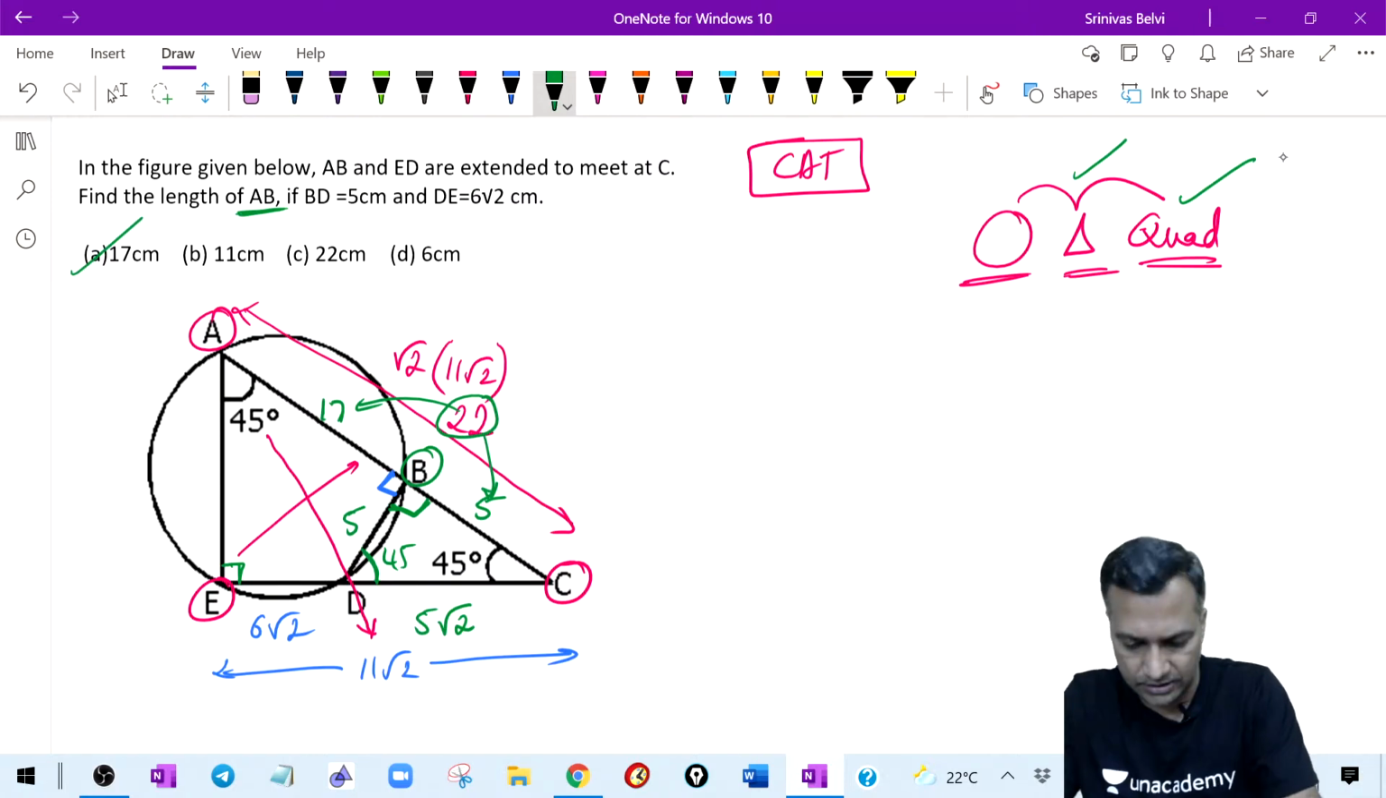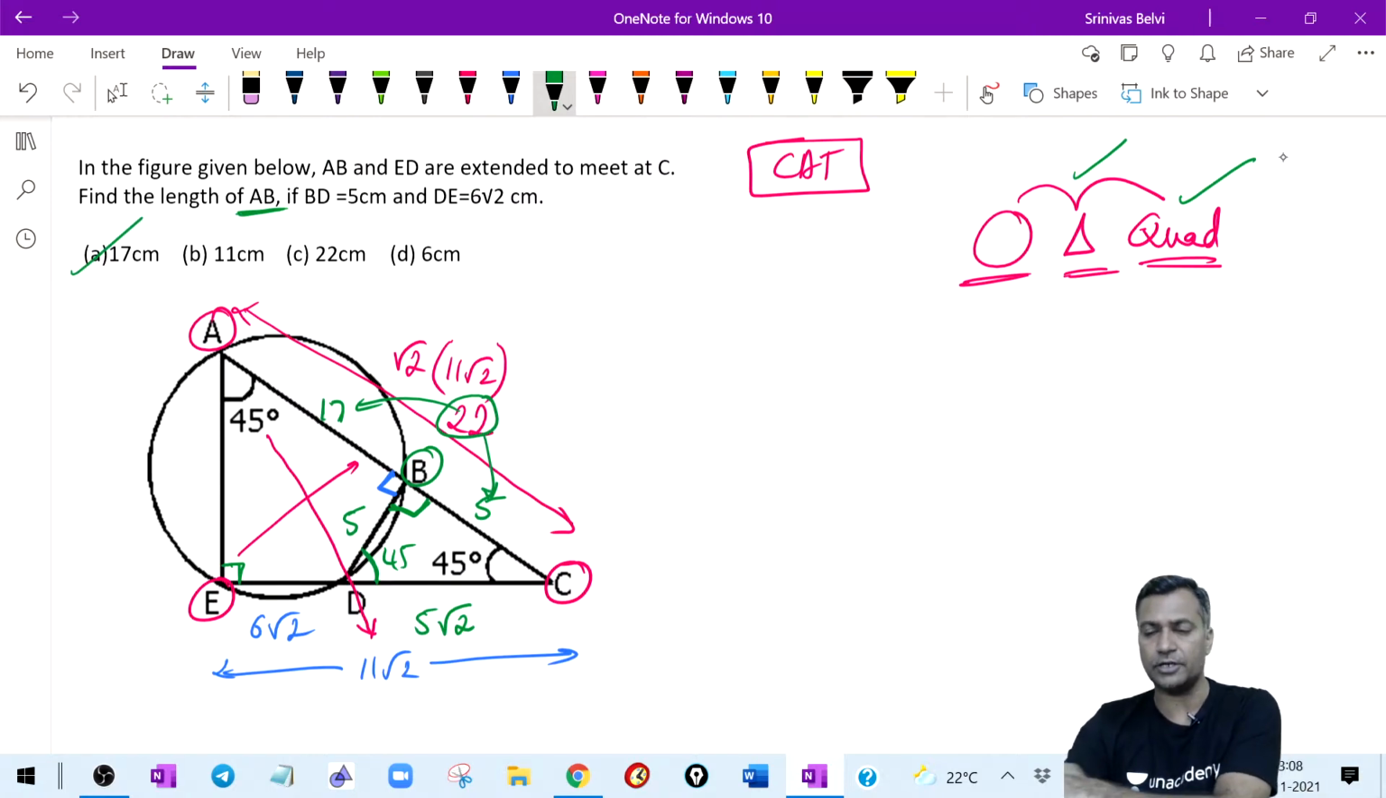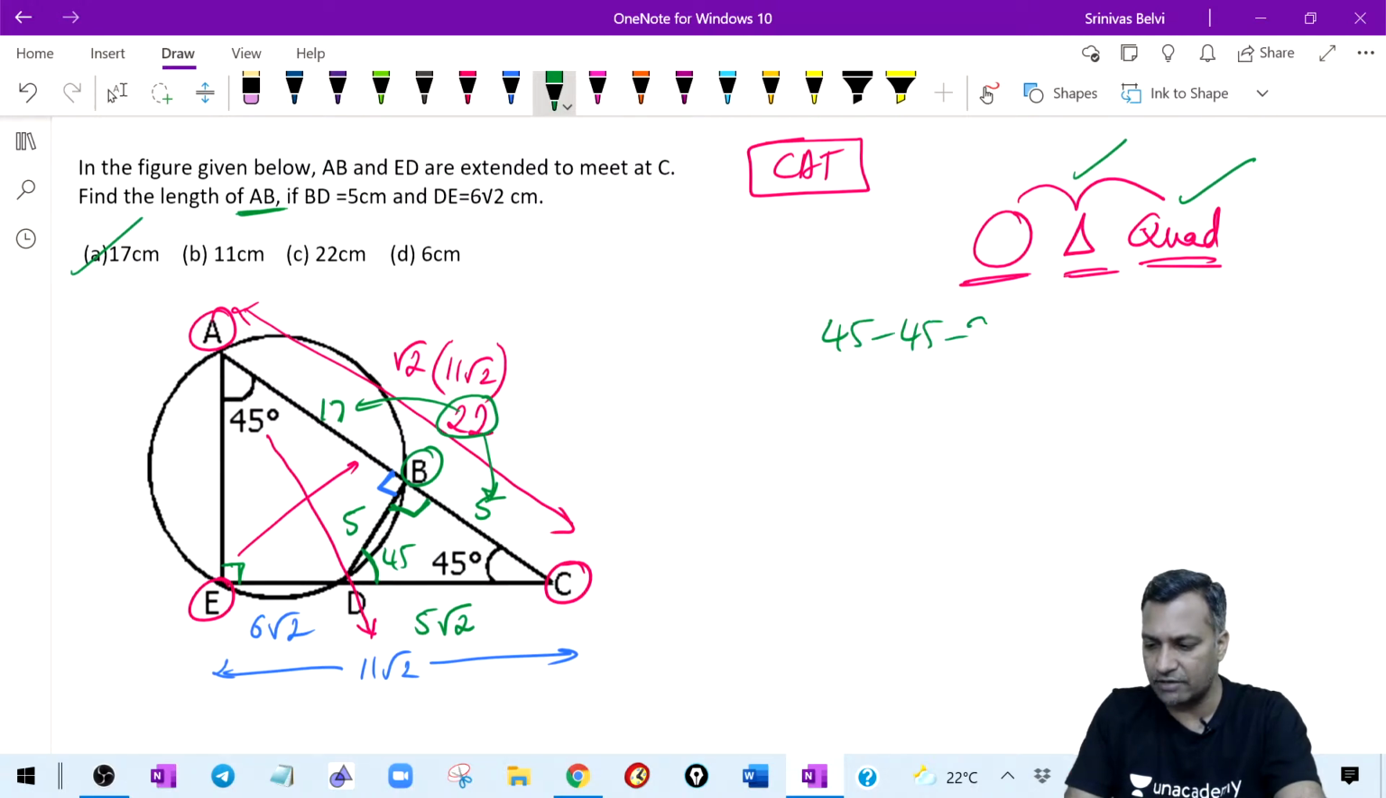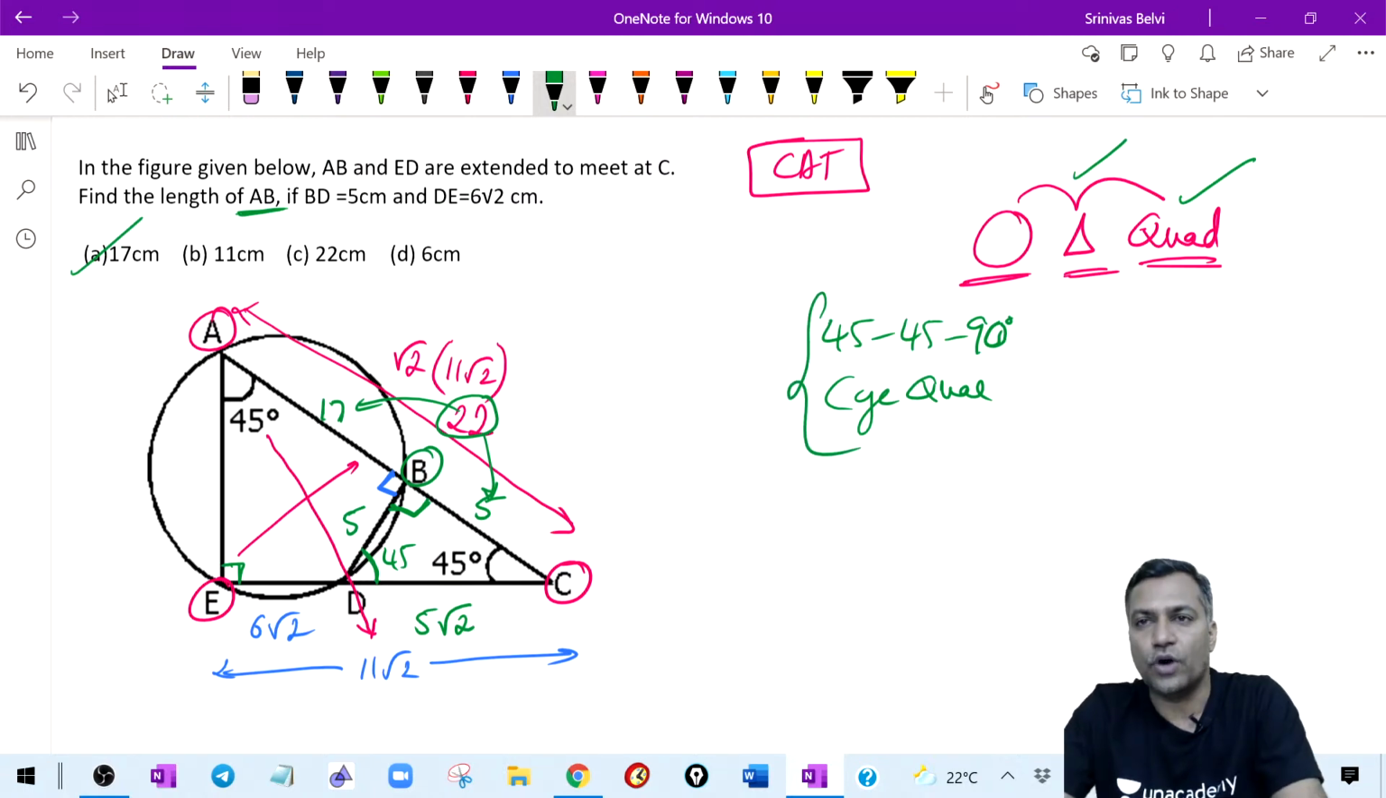Are you all with me, guys? Everybody clear about this? Basically, we were using the precept of the 45, 45, 90 triangle along with the cyclic quadrilateral. Those were the things involved here. Should I repeat this or you got it? Everybody got this?